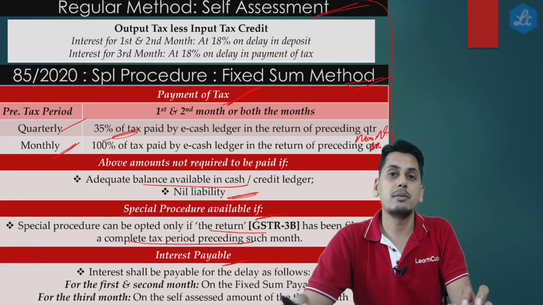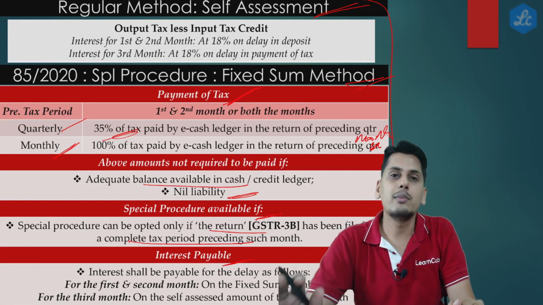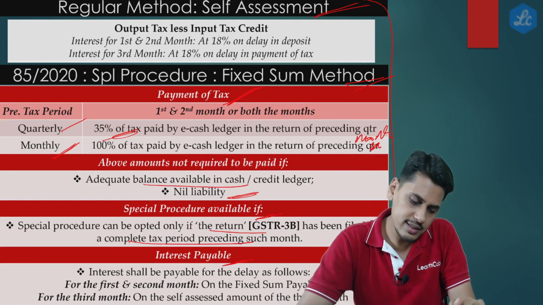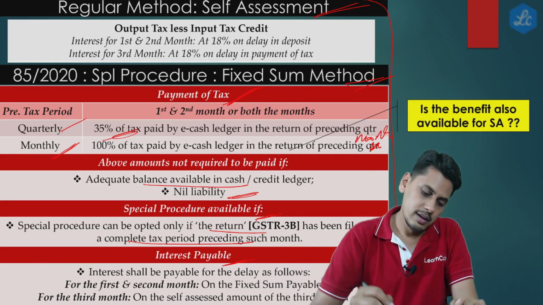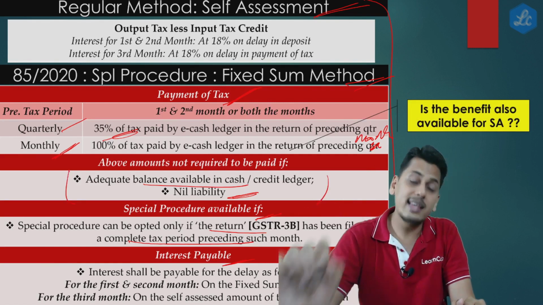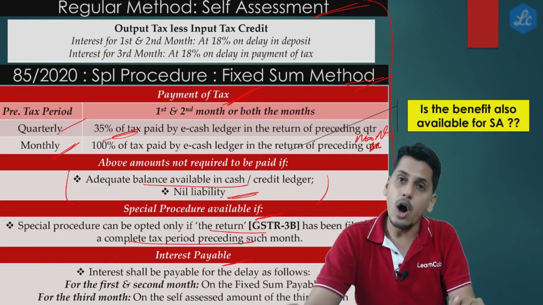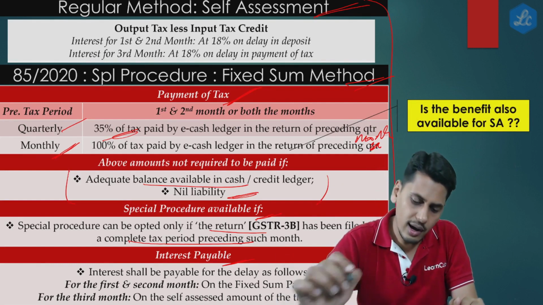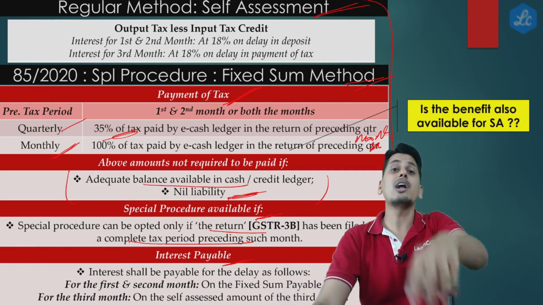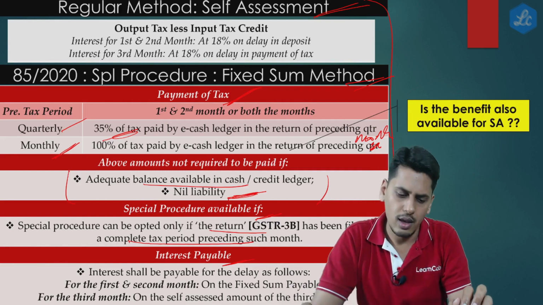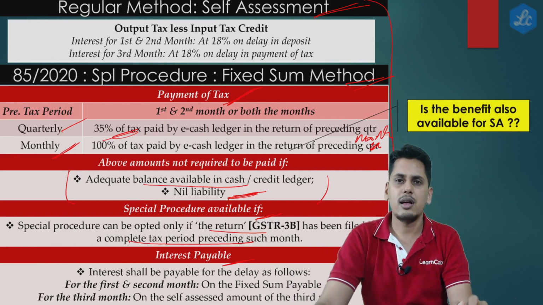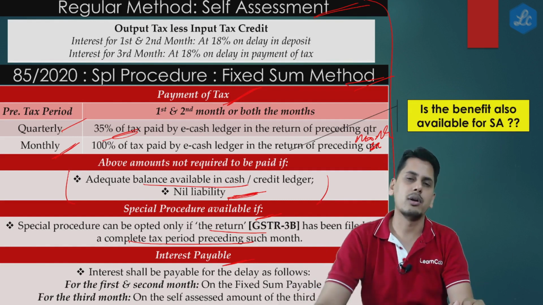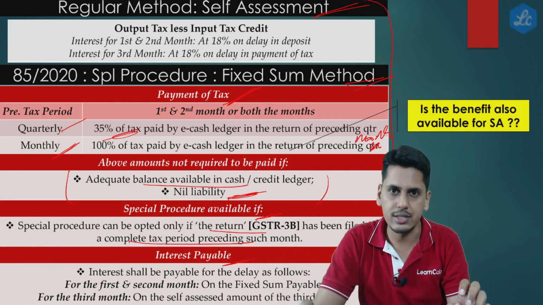Almost the QRMP scheme is over. Just one more additional point. The point is what we have discussed. In case there is an adequate balance available in the cash ledger or in the credit ledger, or if there is nil liability, which means I have not made any outward supplies, under the fixed sum method, I need not pay any amount. I need not deposit any amount in the cash ledger.